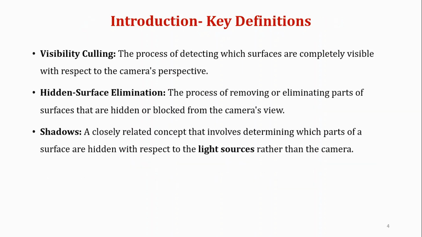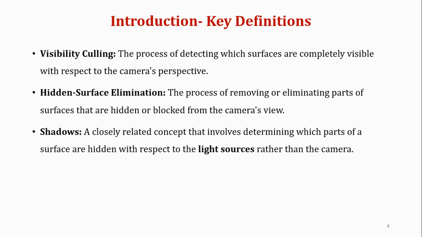Coming to the key definitions. The first one is visibility culling. Visibility culling refers to identifying surfaces that are visible from the camera's viewing point, so the graphics system processes only the surfaces that contribute to the final image. The next one is hidden surface elimination. This is the process of removing the surfaces, or portions of surfaces, that are blocked by other objects and are not visible.